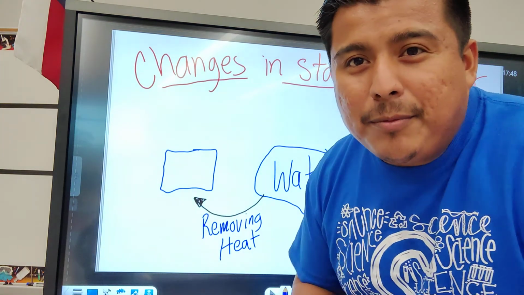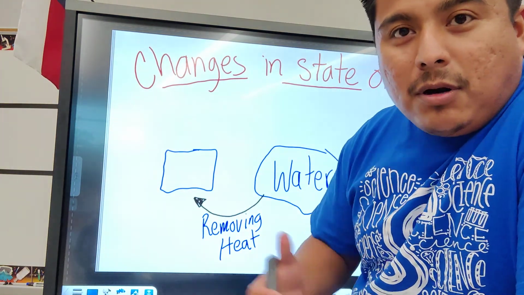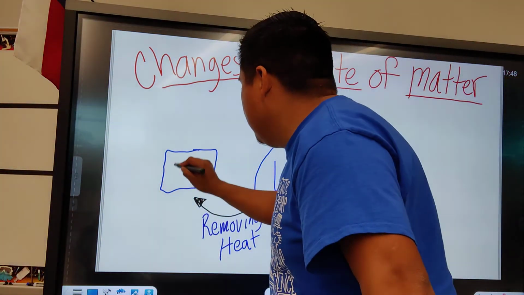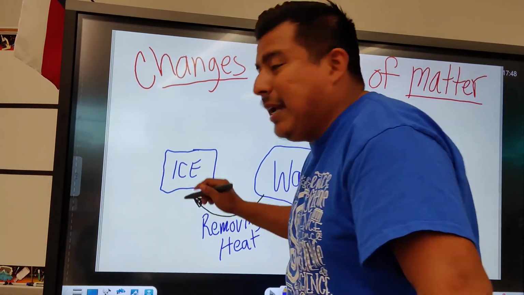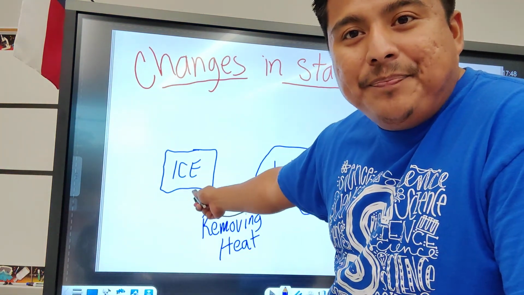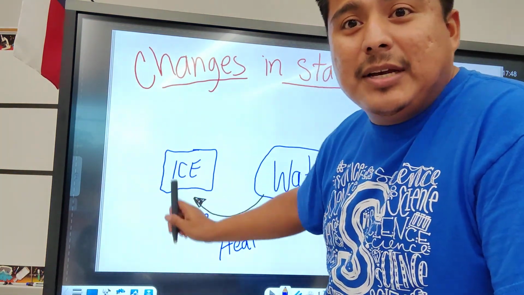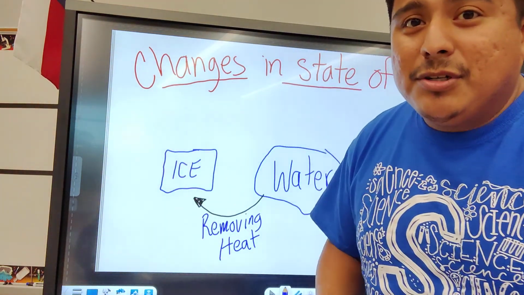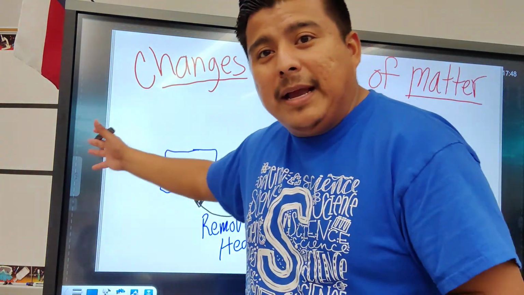So it is a solid. What do we call solid water? We don't call it solid water. We call it ice. So we have ice now. Whenever we had water, we took away the heat. We removed the heat. It turned into ice. Now, you're stuck at ice. Can you go any further back? There's no other state of matter that goes further back.